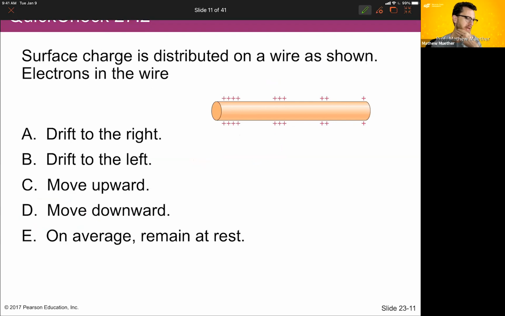What about this one? I have a wire and it has this gradient of positive charges set up like this, so it's more positive on the left than on the right. What direction would the free electrons in this conductor move? Oops. Sorry, let me relaunch the poll. What direction would those free electrons move? I'm going to go ahead and end the poll.